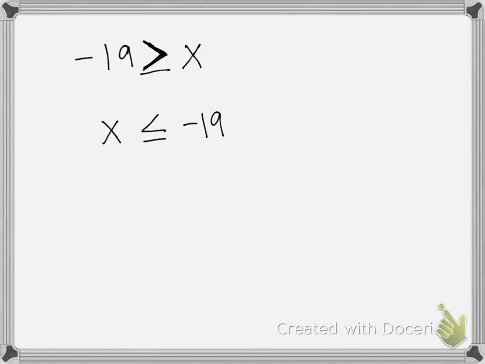Okay, so we're going to do our number line. Let's do negative 20, negative 19, and negative 18. This is a closed circle at negative 19. And then everything less than negative 19, and including negative 19, will be our answer.